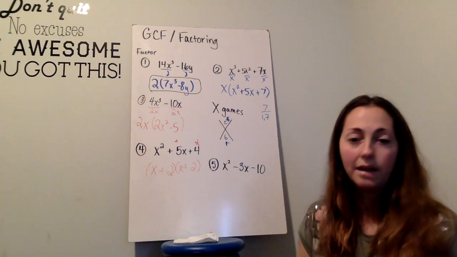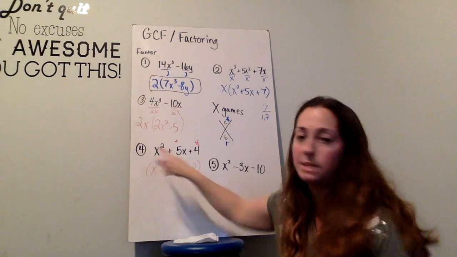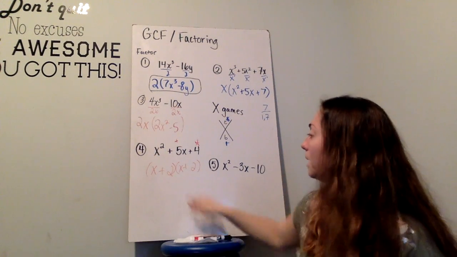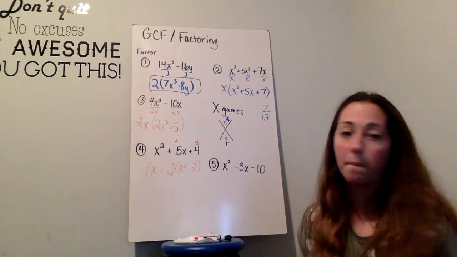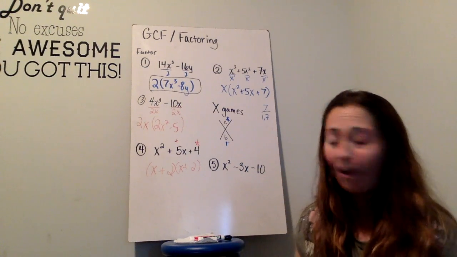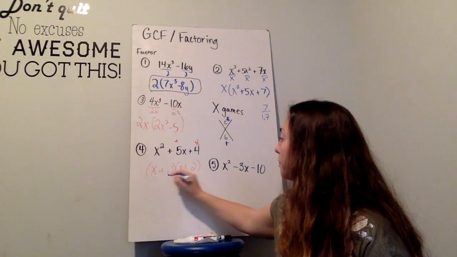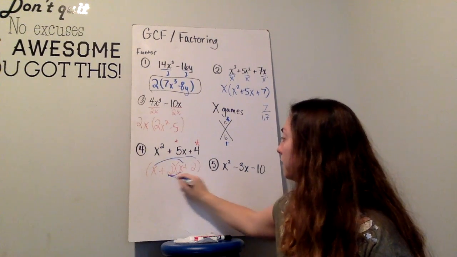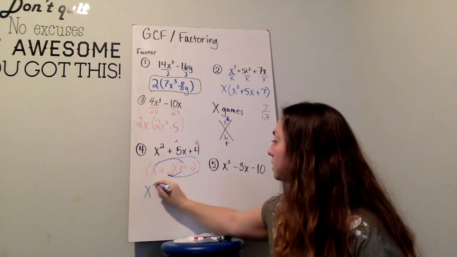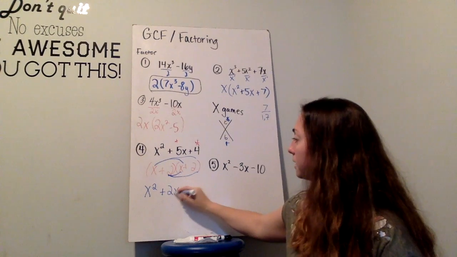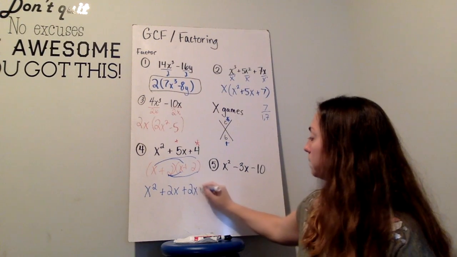Well, when I go to check this, I know my first is right. X times x, that's x squared. I know my last is right. 2 times 2, that's 4. But the middle part, that's the funny part, right? When you do FOIL or your box method and you multiply all 4, you get x squared plus 2x plus another 2x plus 4.